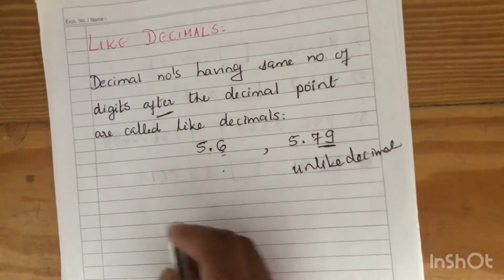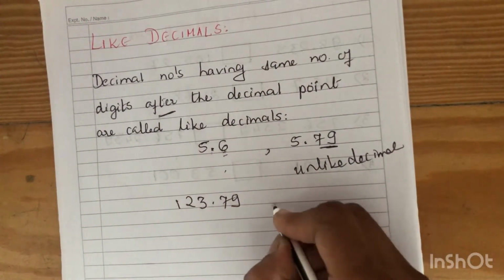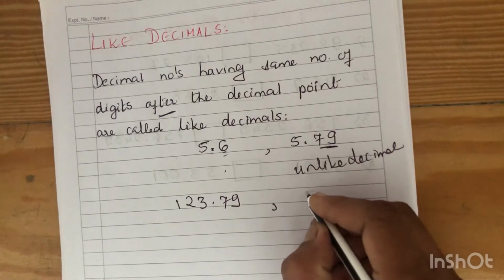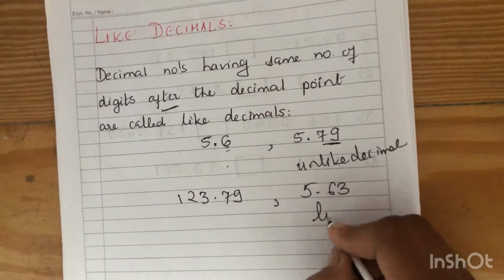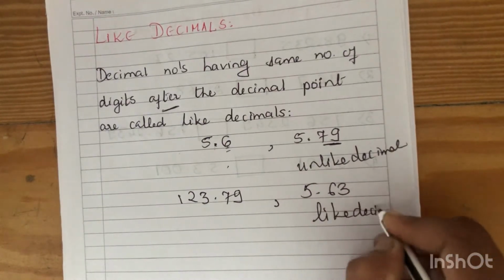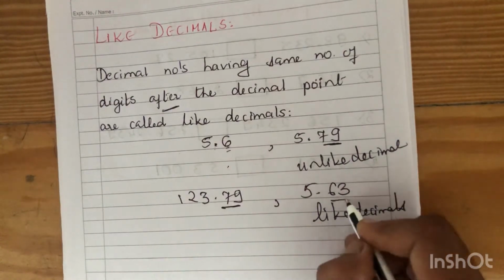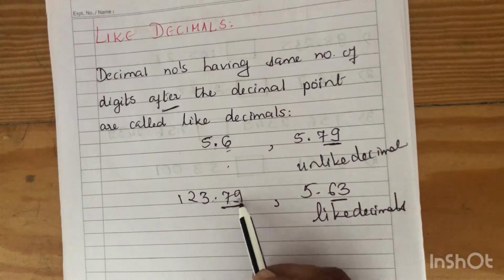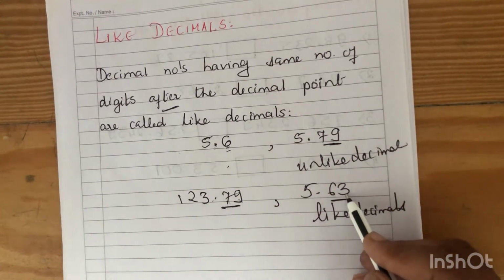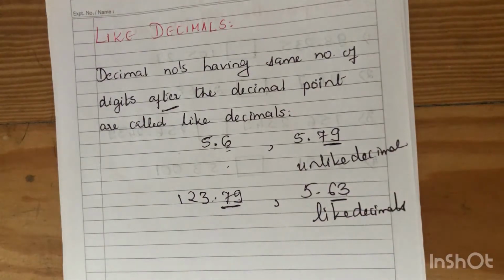But if I am talking about say 123.79 and say 5.63, then they are like decimals. Why are they like decimals? Because the number of digits after the decimal point is the same. Here also 2 digits after the decimal point and here also 2 digits after the decimal point. So they are like decimals, right?